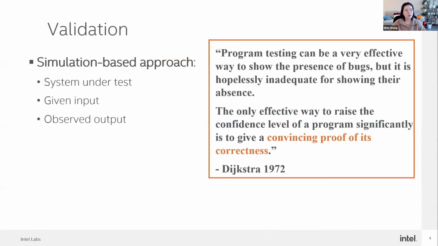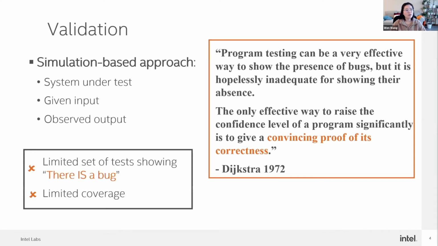Well, one solution can naturally be program testing, which I believe many of us use a lot in our work. How does program testing or validation work? It's a simulation-based approach, and the idea behind it is very intuitive. You have a system under test, and you give it some input, your stimulus for the system, and then you observe the output and try to reason about it. Does it make sense to you or not? Pretty straightforward. However, there is an inherent limitation in this approach.